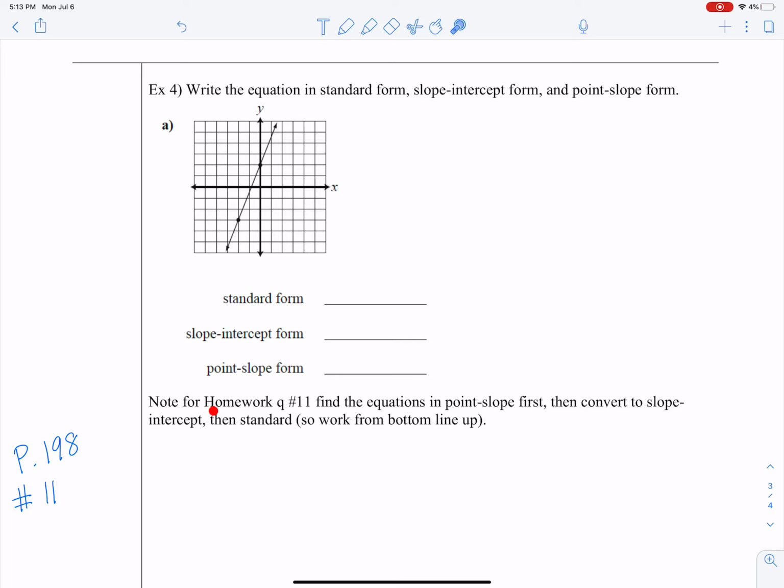Okay, and I wrote a note for you about that here. Find the equation in point slope first, then convert to slope intercept, then standard. So you work from the bottom up. Okay.